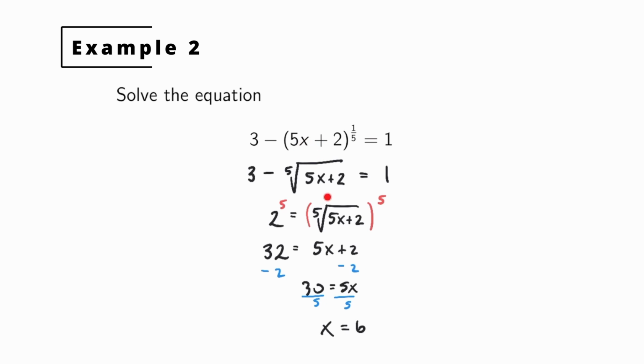If I plugged in x equals 6 here, either this one or this one, we get 30 plus 2 here. So we get 3 minus the fifth root of 32. Well, the fifth root of 32 is 2. So we get 3 minus 2 is 1. That checks out. So this is our solution.